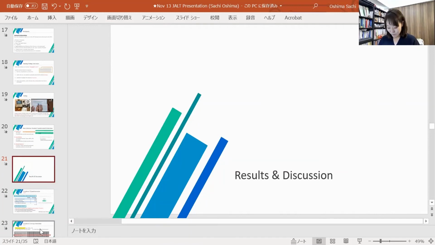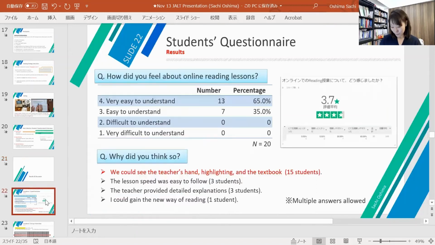Result and discussion. At first, I would like to share the result of student questionnaire. In response to the question, how did you feel about online reading lessons? 13 students out of 20 answered very easy to understand, and 7 students answered easy to understand. As for the reason for their answers, most students pointed out that they could see the teacher's hand highlighting the textbook.